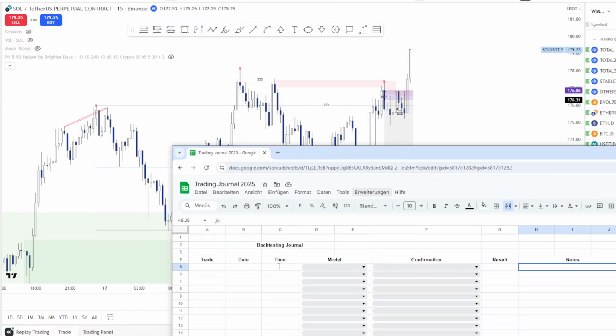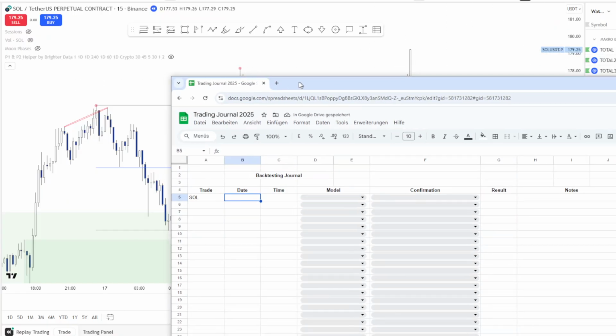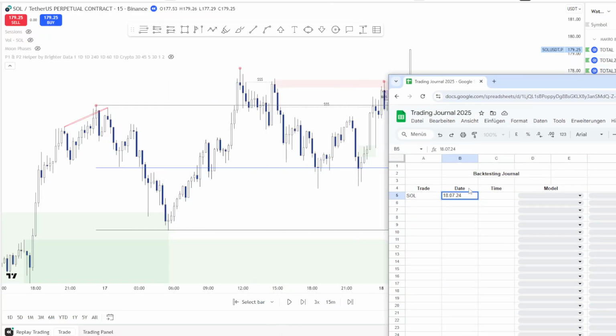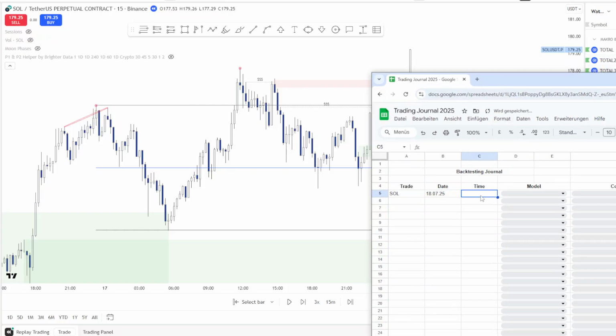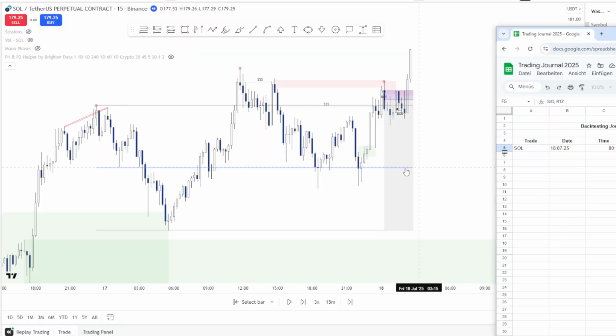Now let's put it on. So it was sold on the 18th of July, 1824, or was it 20? No, 25. And it was a model 2 distribution. We got the confirmation with supply and demand and the return to zone.